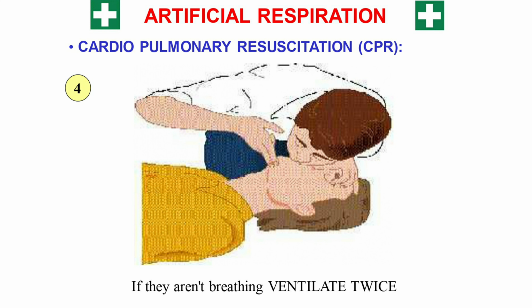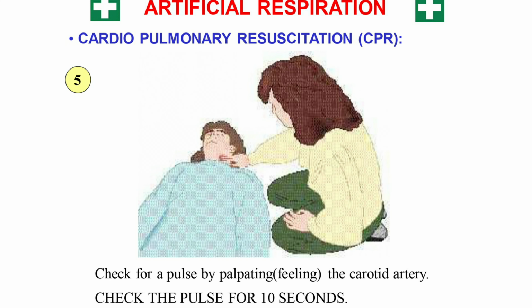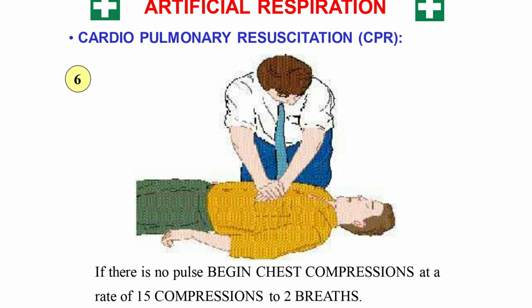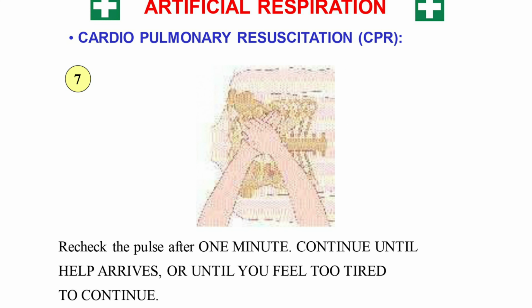4. If they aren't breathing, ventilate twice. 5. Check for a pulse by palpating, feeling the carotid artery. Check the pulse for 10 seconds. 6. If there is no pulse, begin chest compressions at a rate of 15 compressions to 2 breaths. 7. Recheck the pulse after 1 minute. Continue until help arrives, or until you feel too tired to continue.